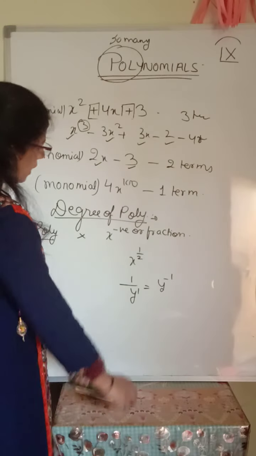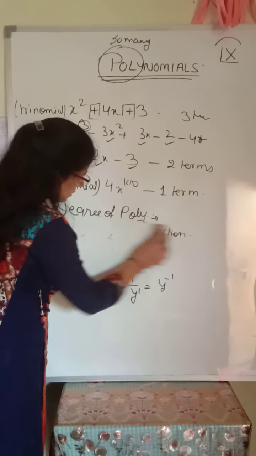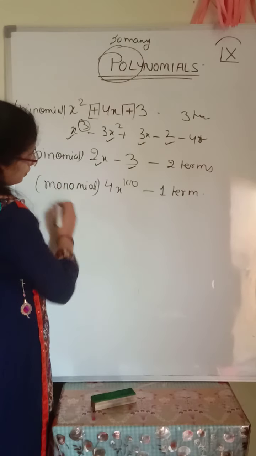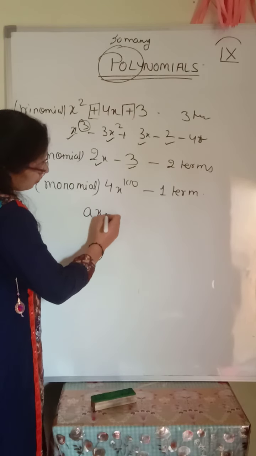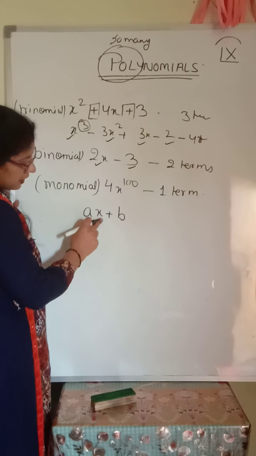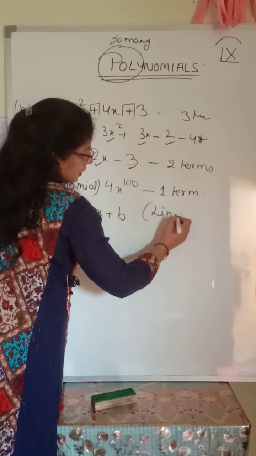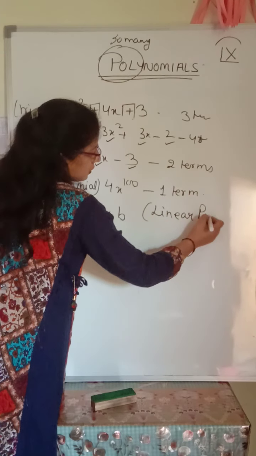And the second thing: if the polynomial is of the form ax plus b, that means x is to the power 1, this is called a linear polynomial.